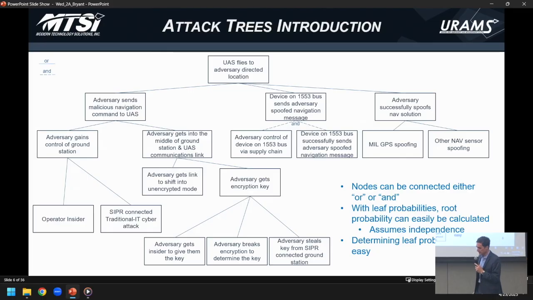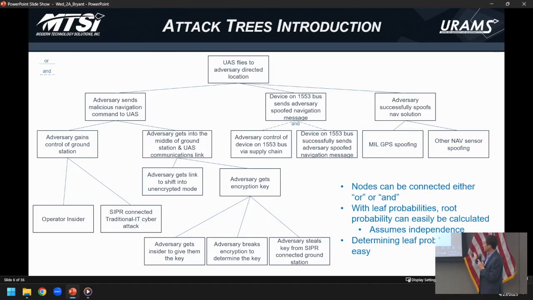Those nodes can all be connected in 2 ways. They can be OR. For example, in the upper left, if an adversary wants to send a malicious navigation command, they can either gain control of the ground station or get into the middle of the ground station air vehicle link. Or they can be connected with AND. The only AND on this particular one is where, to send a spoofed navigation message on the 1553 bus, they have to both gain control of a device on the bus as well as successfully send a message from that device across the bus.